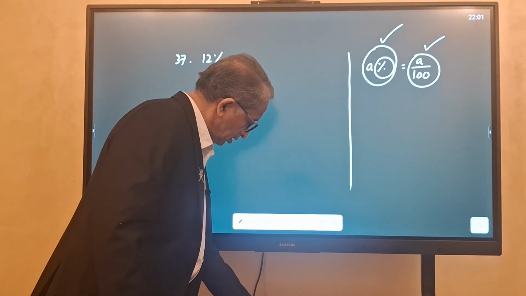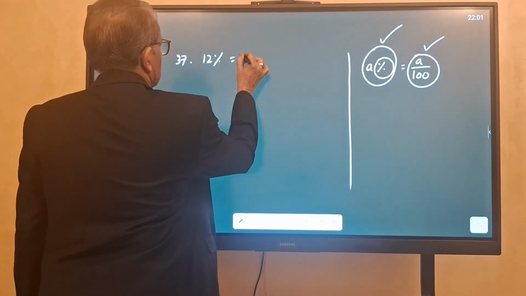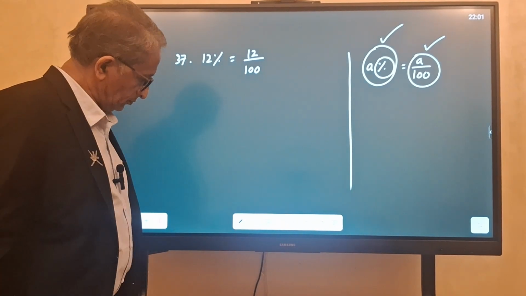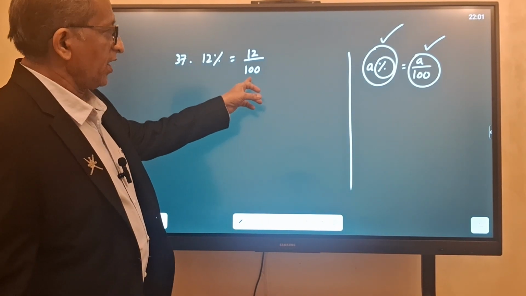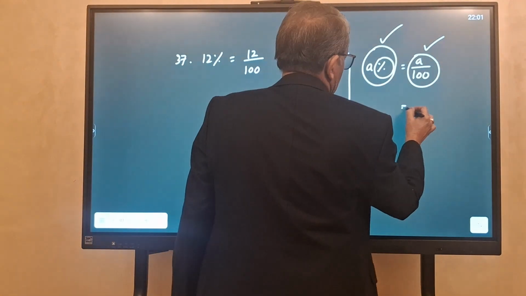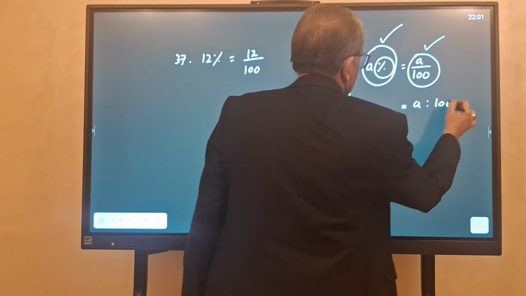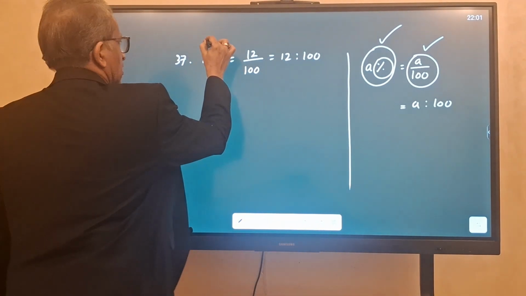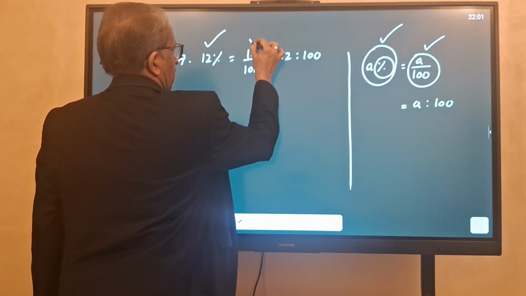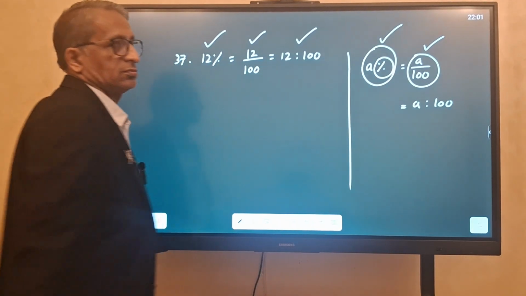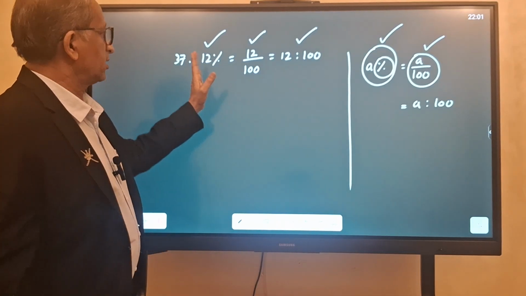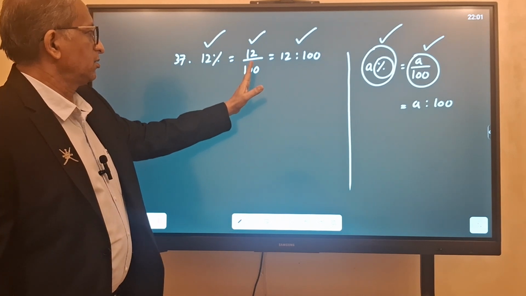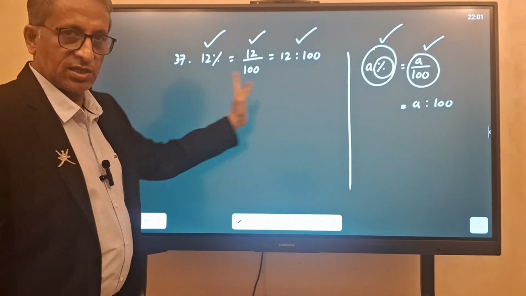So how do we do this? It is 12 by 100. This is the fraction. Now I will convert this into a ratio, A colon 100, so that is 12 colon 100. You see, percentage, fraction, ratio. We can convert like this: percentage to fraction, fraction to ratio, ratio to fraction, fraction to percentage. The same way it goes.